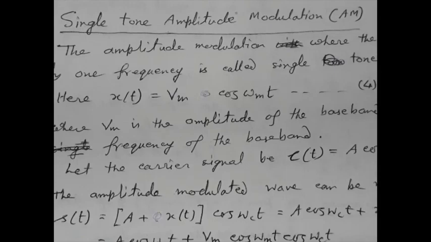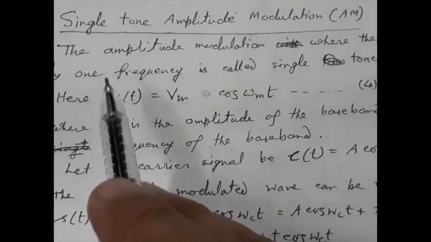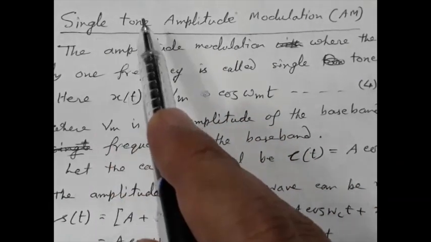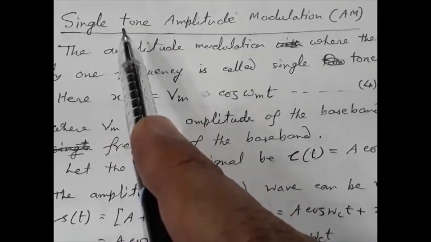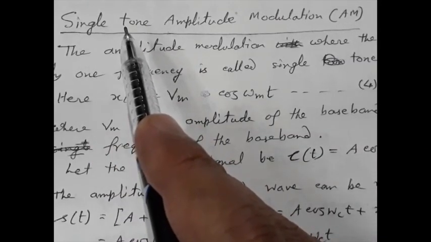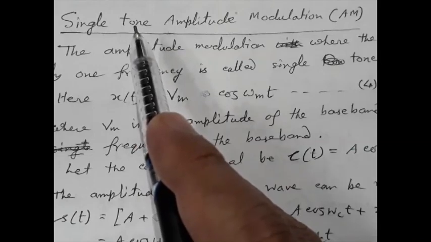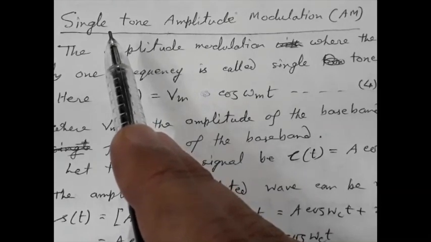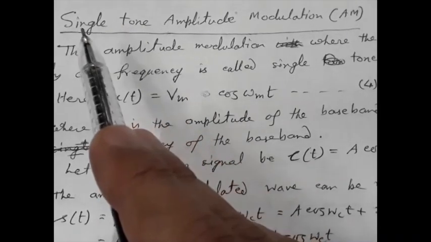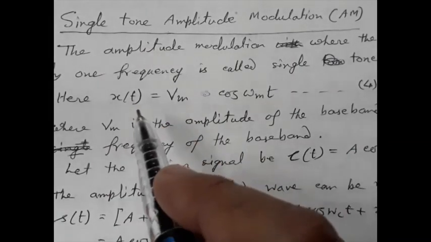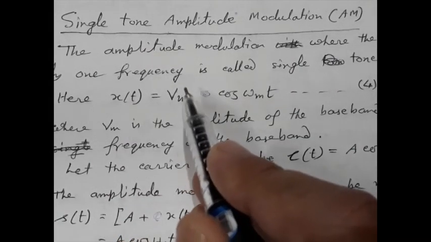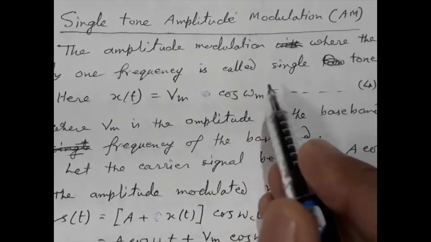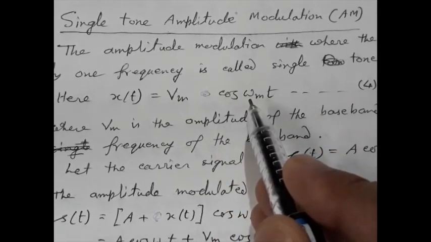Now we will try to understand this AM with single tone system. Single tone implies that tone implies frequency. So single tone means single frequency. Single frequency of what? Single frequency of modulating signal. That means when the modulating signal or the baseband signal consists of single frequency, we call that particular system as single tone. So under this condition, xt can be written as Vm, the amplitude of the baseband signal, Vm cos omega mt. Cos omega mt because it is a single tone.